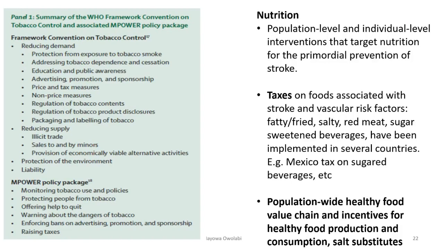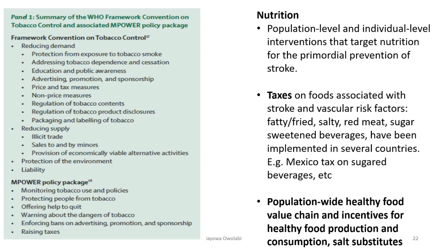So the WHO has a framework for tobacco control, which includes reducing demand and reducing supply, and there is a policy package that monitors tobacco use, protects people from tobacco, offers help to quit, warns about the dangers of tobacco, enforces bans on advertisement, promotion, and sponsorship, and of course, raises taxes.